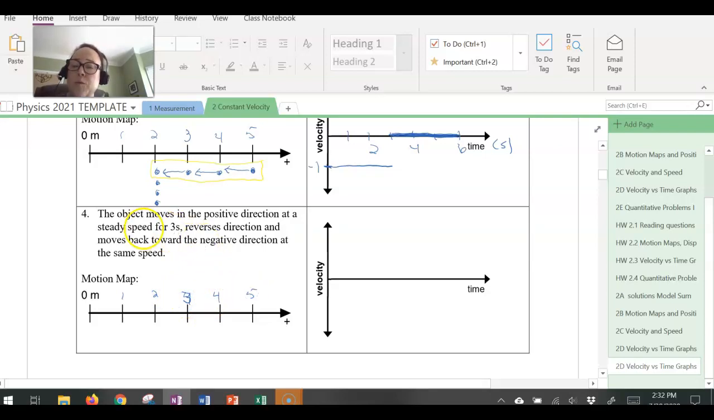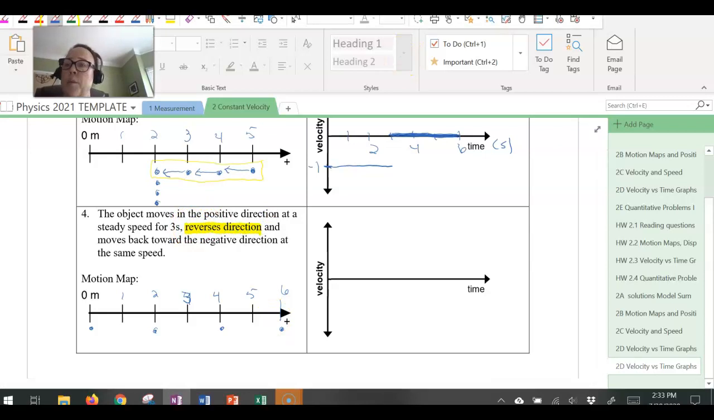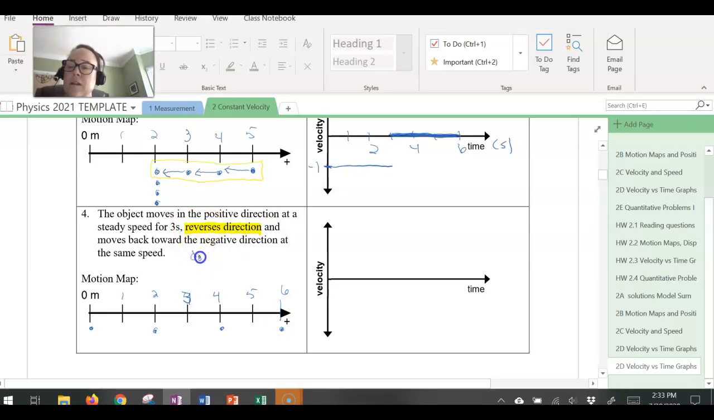we're looking at an object that moves in the positive direction at a steady speed for 3 seconds, and then it reverses direction and moves back in the negative direction at the same speed. Look here, it reverses direction, but it does not pause. They're not telling me that it waits for a second.